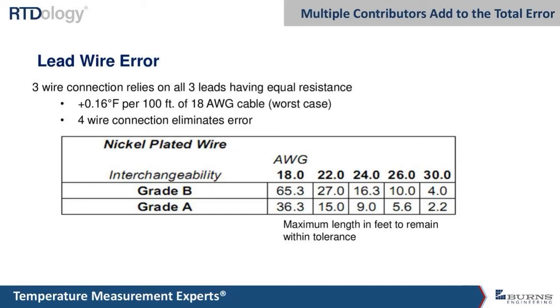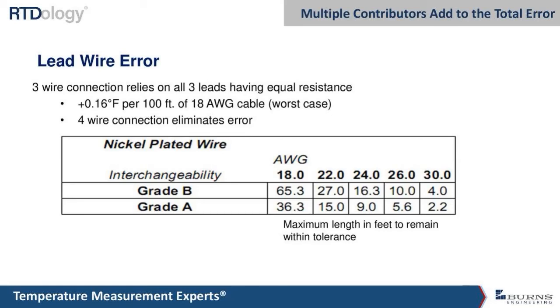This is lead wire error. It comes into play when we have a 3-wire circuit in the temperature probe. There are 4-wire circuits which eliminate all of the lead resistance, but a lot of these probes are just 3-wire. For this 3-wire lead compensation to work correctly, it depends on all 3 conductors having exactly the same resistance. And of course, in the real world, that's not the case.